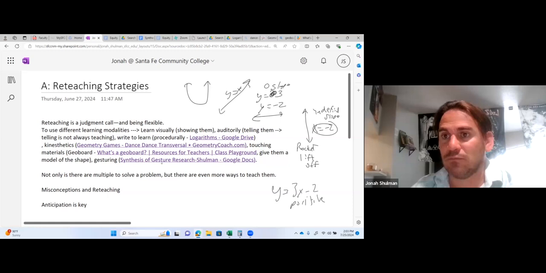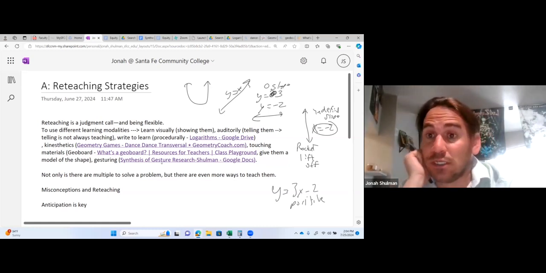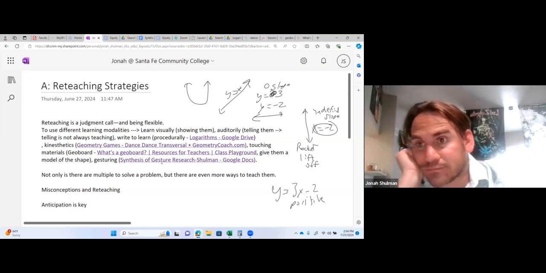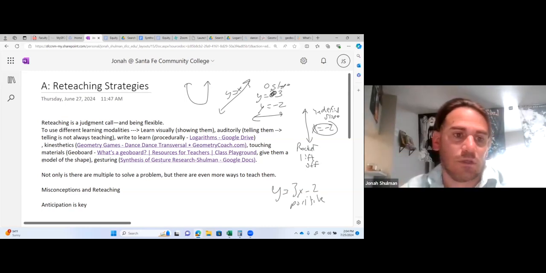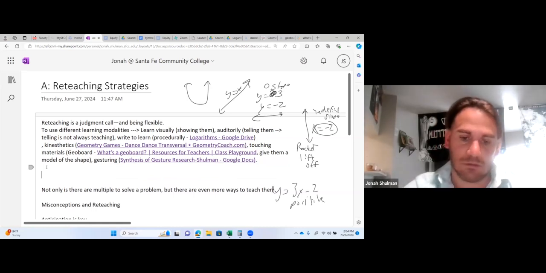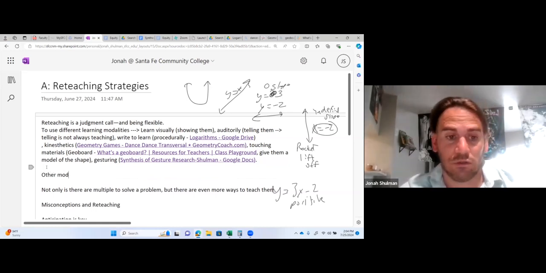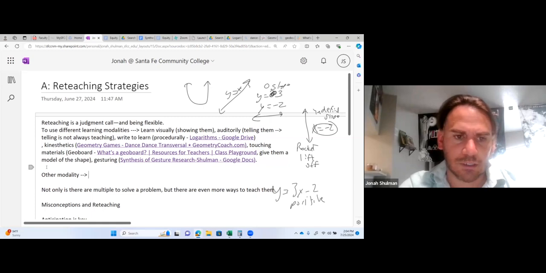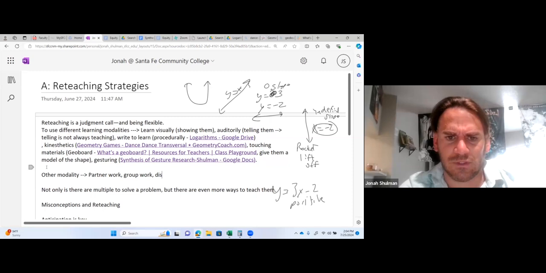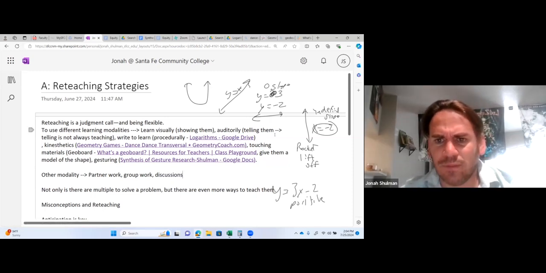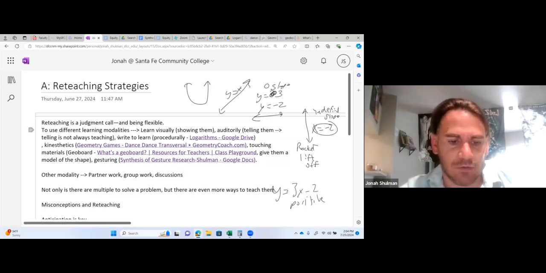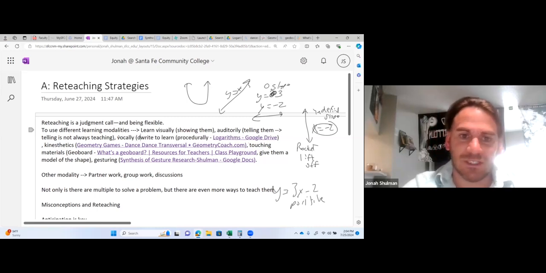So gesturing is teaching them through hand movements or body movements. If they can't move their hands or they can't move their body, you could think of other ways, but I think a really good way to reteach is just using a different modality. A lot of times, other modalities include, besides all those ones I just showed, partner work, group work, discussions. Discussions, I didn't have vocally up here, so I should have. Sometimes they just need to be able to say it.